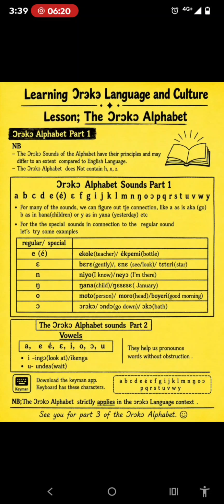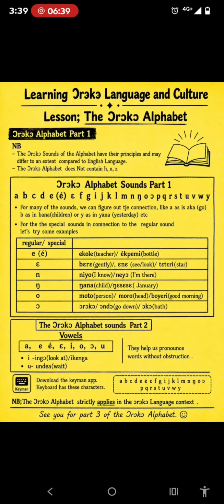So we have e as in inga. Inga means look at. We also have e as in ikenga. Now we go to u. U as in undea. Undea means wait. So those are the sounds of the Oroko alphabet.